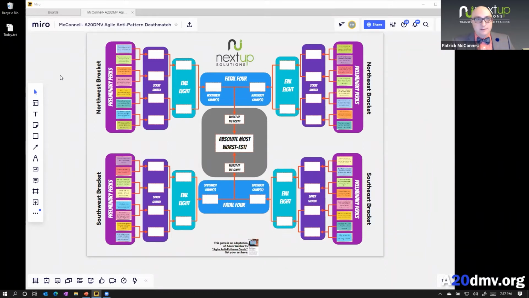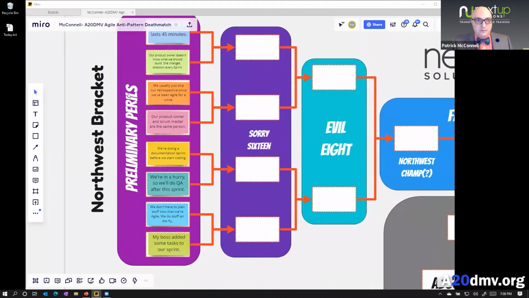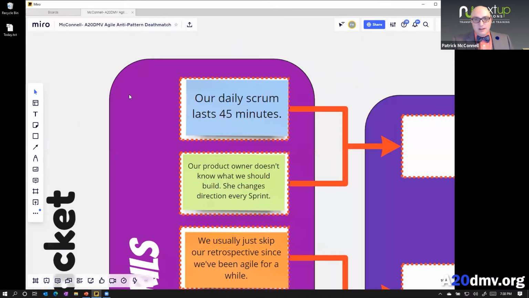Thank you. All right, so let's go ahead and zoom in. Just as if this was actual March Madness, I've got this separated into 4 brackets here. The Northwest, the Northeast, the Southwest, the Southeast, and each round is named. So in this initial round, our first matchups, these are our preliminary perils. All right, so let's see which is worse in the Northwest bracket for preliminary perils, and I'll zoom in a bit here. Let's start with this matchup.